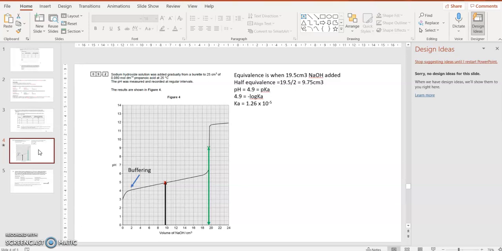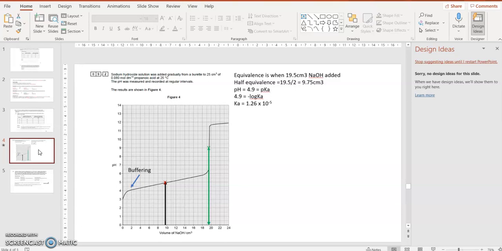I'm adding a little bit of sodium hydroxide to it, and I'm starting to get that salt made, and I'm starting to get buffering made at that point there. And at that point, the pH stops going up. It flattens off, because that's what a buffer does. It resists changes in pH. Now, what's the actual question asking on this one then?